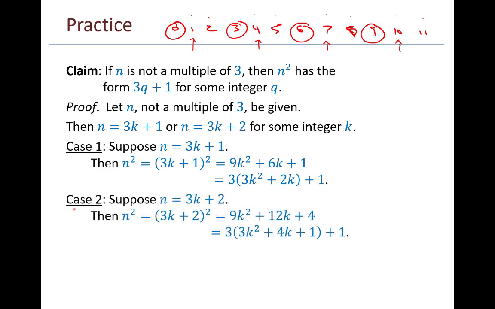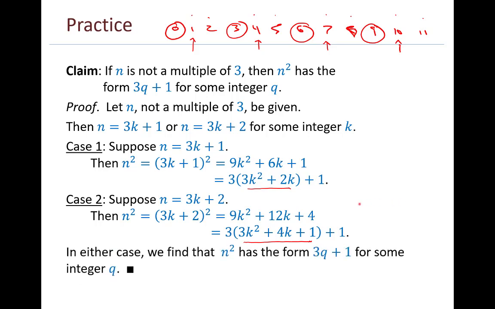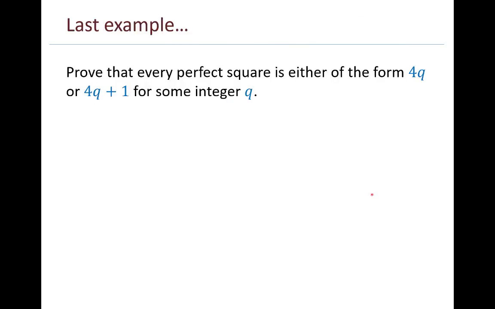Case 2, suppose n equals 3k plus 2. Then n squared equals 3k plus 2 squared, and I can expand that using algebra. In both cases, look at this, I end up with 3 times something plus 1, where that something is an integer. In either case, we find that n squared has the form 3q plus 1 for some integer q. A last example, we have time for this. Prove that every perfect square is either of the form 4q or 4q plus 1 for some integer q.